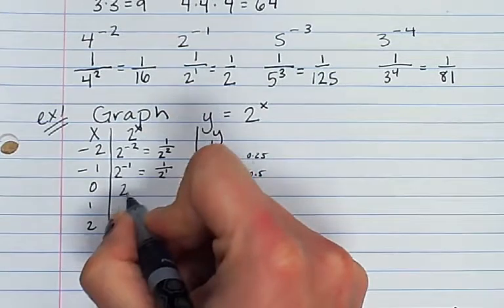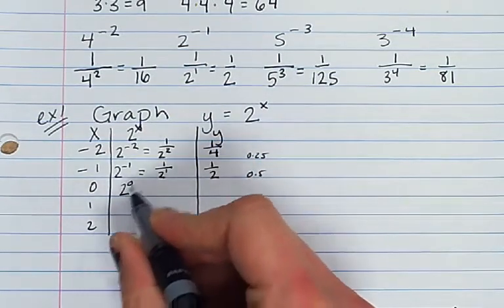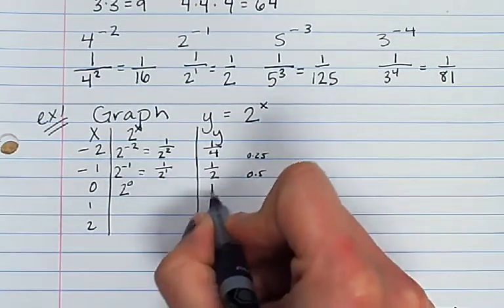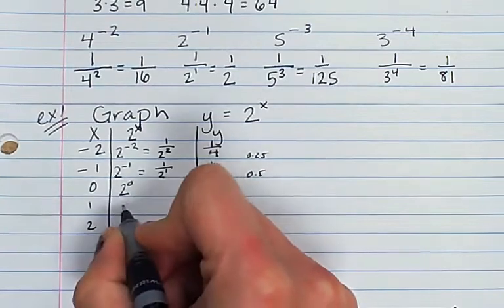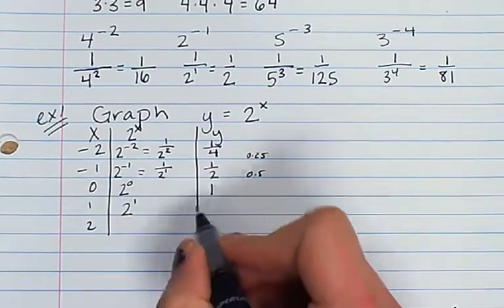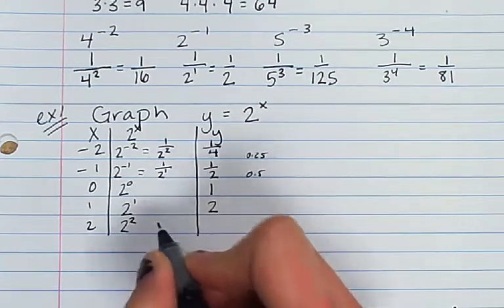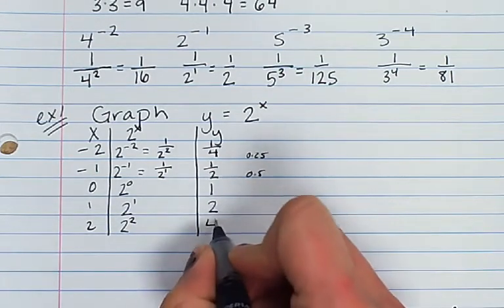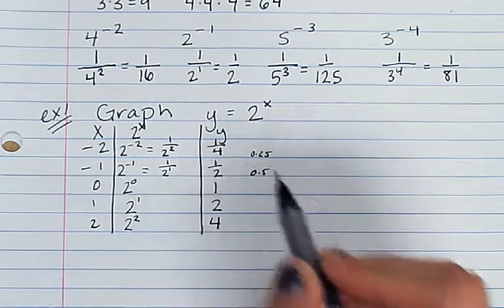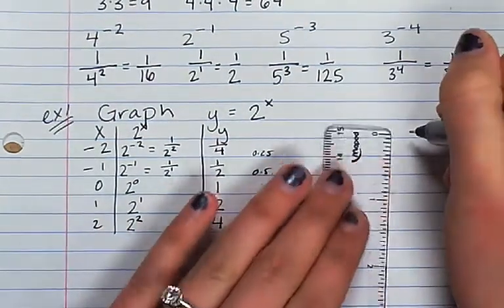The next one we're going to plug in 0. So we talked about this. Anything to the power of 0 is 1. 2 to the first power, it's just 2. We only want one of those 2's. 2 squared means 2 times 2, which is 4. So here are x coordinates and here are our y coordinates.